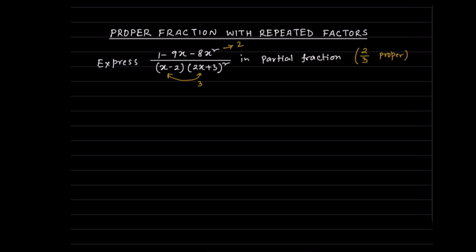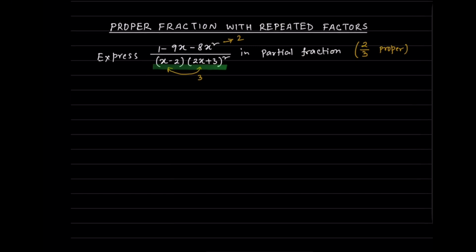Now you have to do the second check, that is whether it has repeated, linear or quadratic factors. So how do you do that? Just look at the factors of the denominator, and in the factors of the denominator one term is in whole square form, 2x plus 3 whole square. So this is definitely a repeated factor. So now we have to apply the repeated factors formula. So let's start.